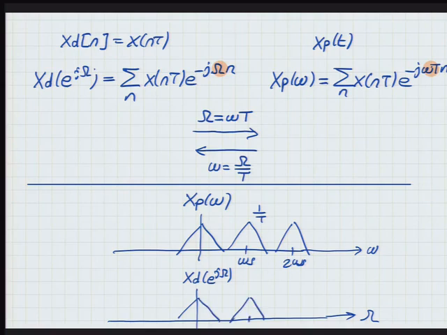So what does omega s map to? How do I go from little omega to big omega? I multiply by capital T, right? So therefore, this frequency omega s will translate to omega s times T. And what is omega s times T? What is omega s? It's 2 pi over T, so that's 2 pi, right?